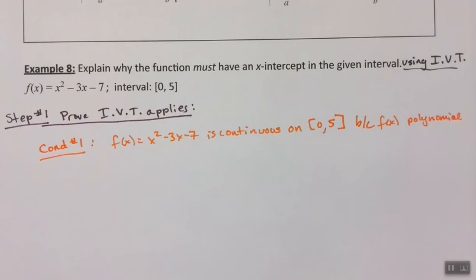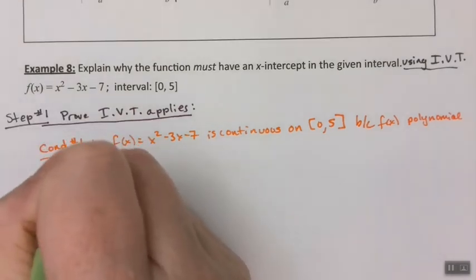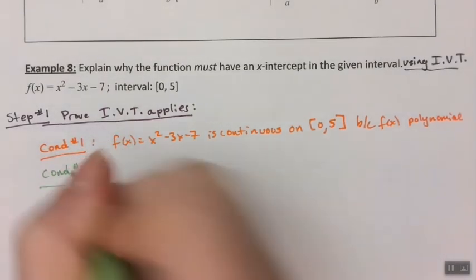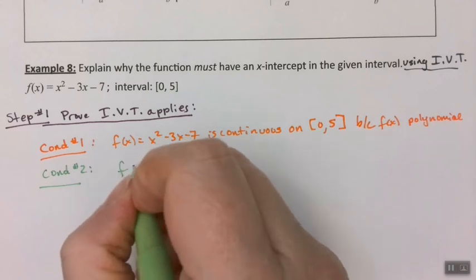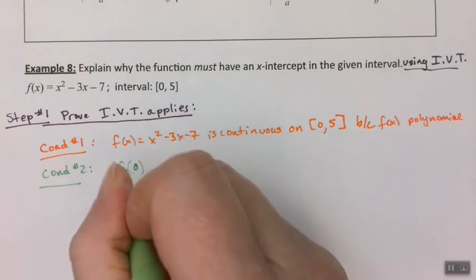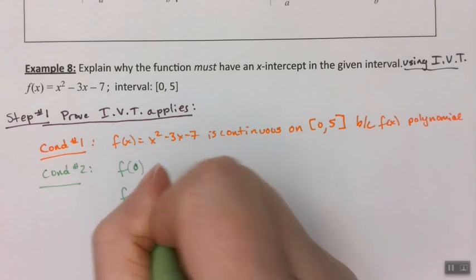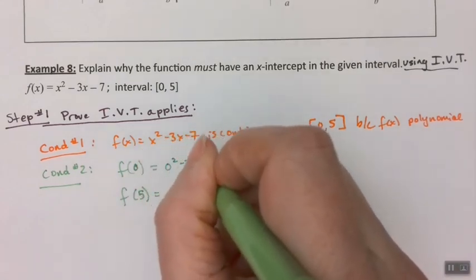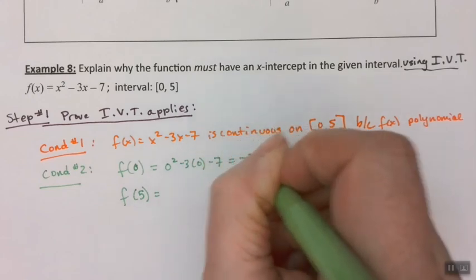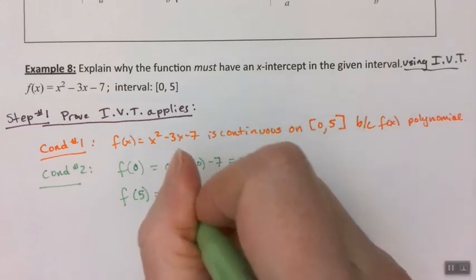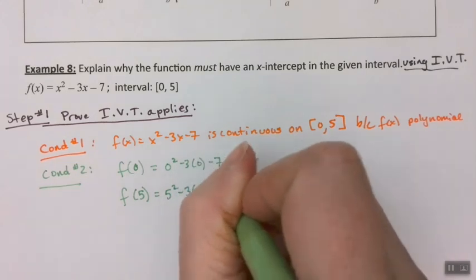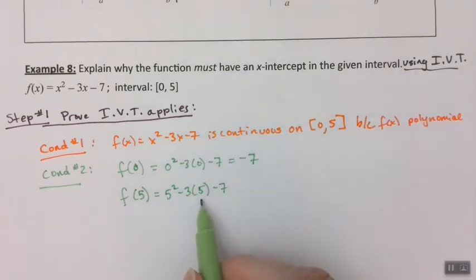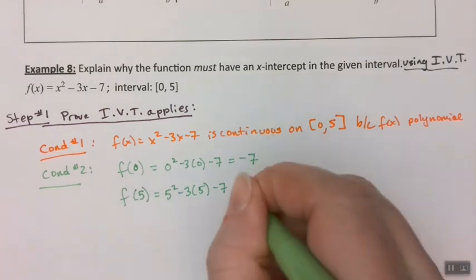Condition number two takes a little bit more work. So I need to find f of a, which is f of 0. I need to find f of b, which is f of 5. So that'd be 0 squared minus 3 times 0 minus 7, which would be negative 7. F of 5 would be 5 squared minus 3 times 5 minus 7. So that's 25, take away 15, take away 7. So that's 10, take away 7, which is 3.